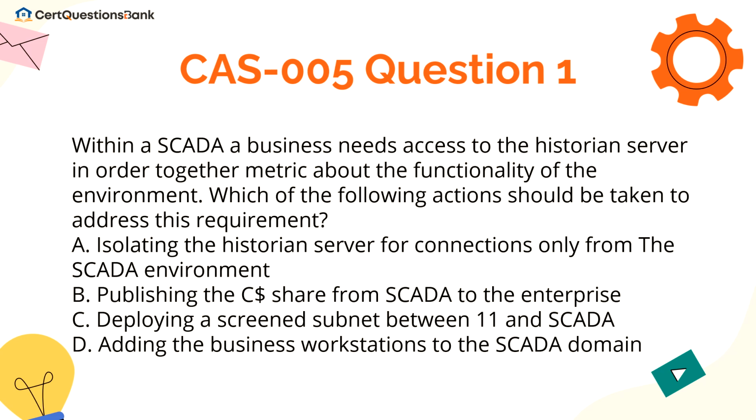Within a SCADA, a business needs access to the historian server in order to gather metrics about the functionality of the environment. Which of the following actions should be taken to address this requirement? A. Isolating the historian server for connections only from the SCADA environment. B. Publishing the $share from SCADA to the enterprise. C. Deploying a screened subnet between IT and SCADA. D. Adding the business workstations to the SCADA domain.